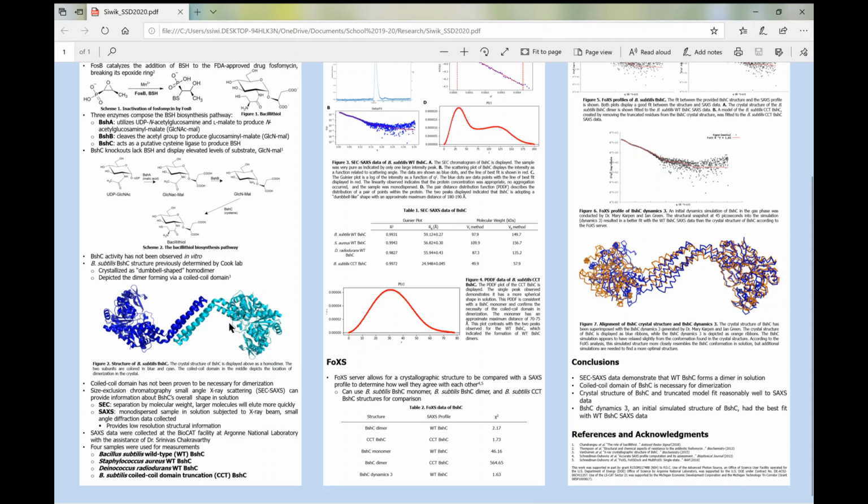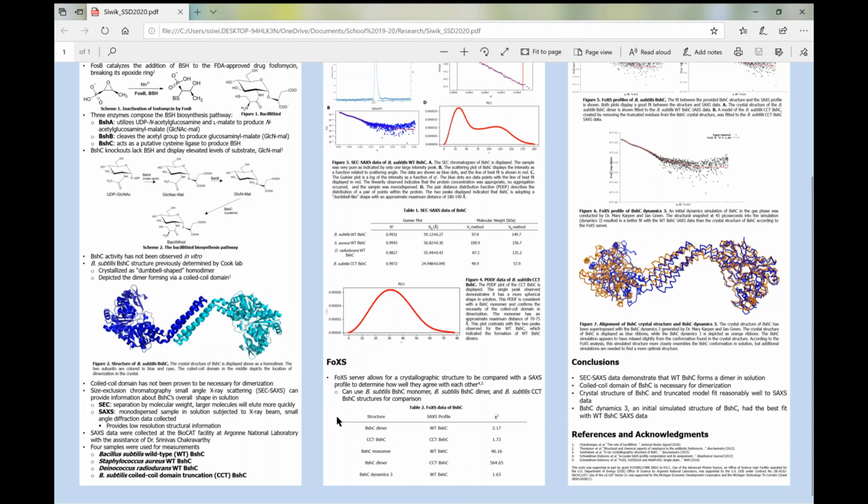This is where we removed the residues in this crystal structure in that coiled-coil domain, which would provide a very reasonable approximation of what we believe that truncated domain would look like. And down here is some of the data that we got from these.